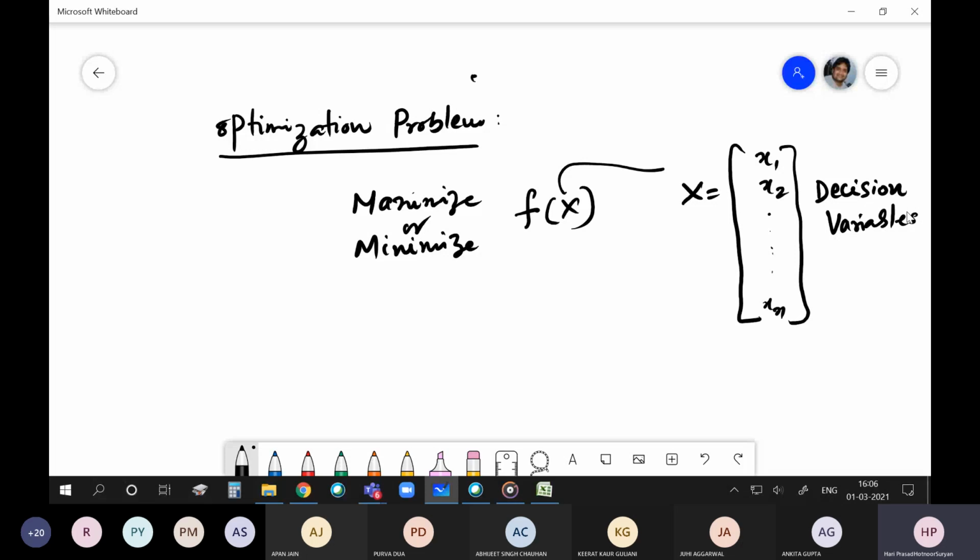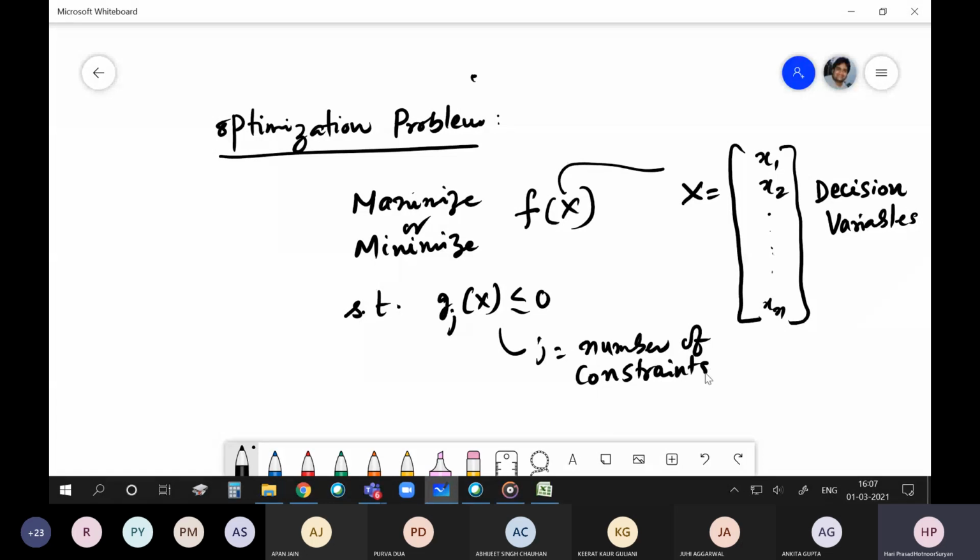And it is subjected to some constraints. So we write it as gj of x is less than or equal to 0, or less than or equal to some constant, where j is the number of constraints. There are j constraints, and these constraints are also functions of the decision variables.